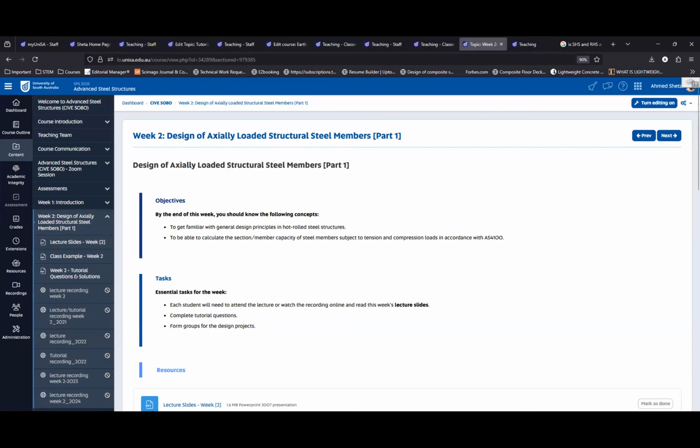But today is our second week of the course. It will be about the design of axially loaded members subjected to tension force or compression force. So this topic, we will have 2 weeks in this topic, week 2 and week 3.